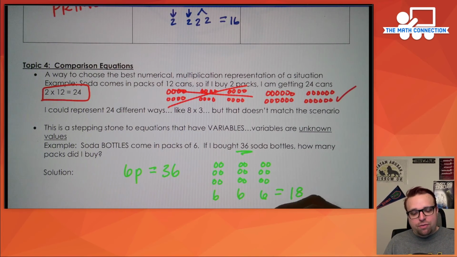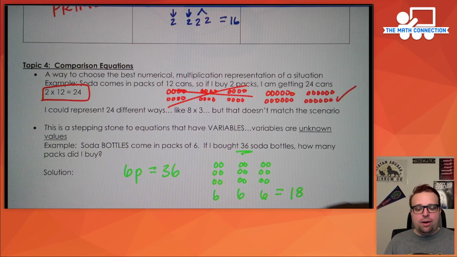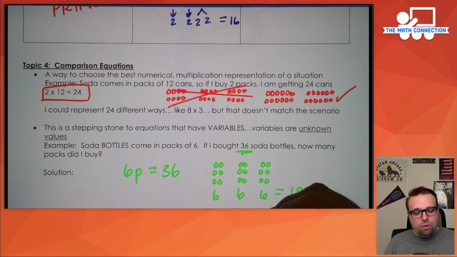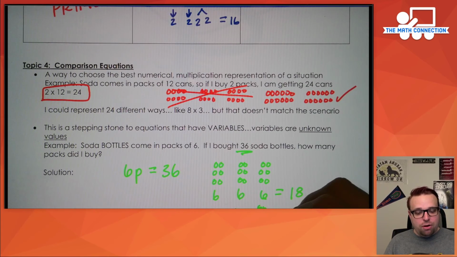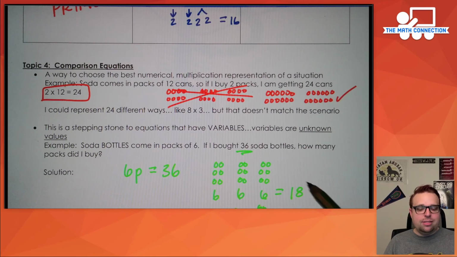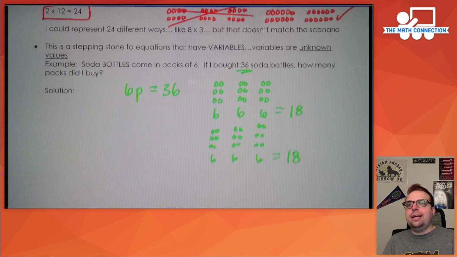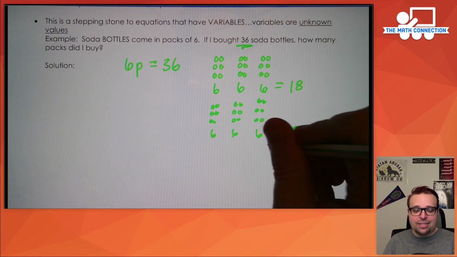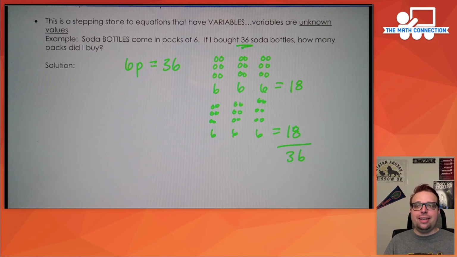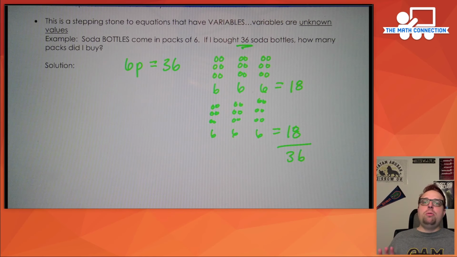1, 2, 3, 4, 5, 6. That's 6 bottles. 1, 2, 3, 4, 5, 6. Another 6 bottles. 1, 2, 3, 4, 5, 6. Another 6 bottles. That makes 18. What's 18 and 18 when you add them together? I just realized you can't see what I'm drawing. Sorry. What is 18 and 18 added together? 36. Okay. Moment of truth.